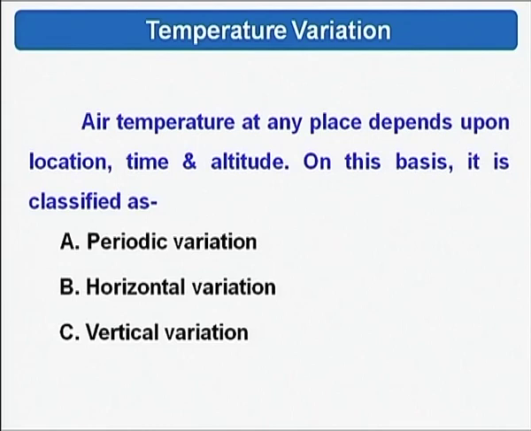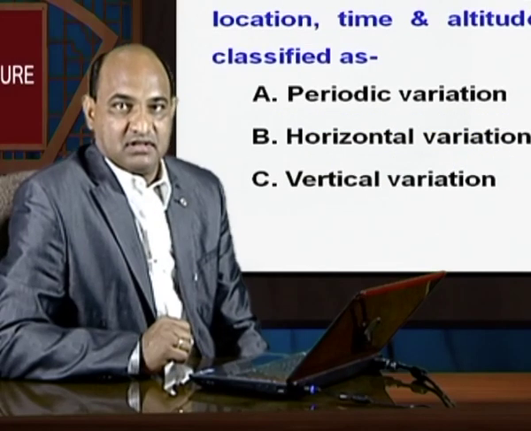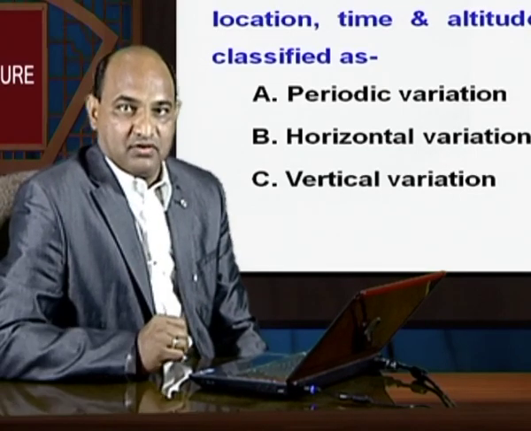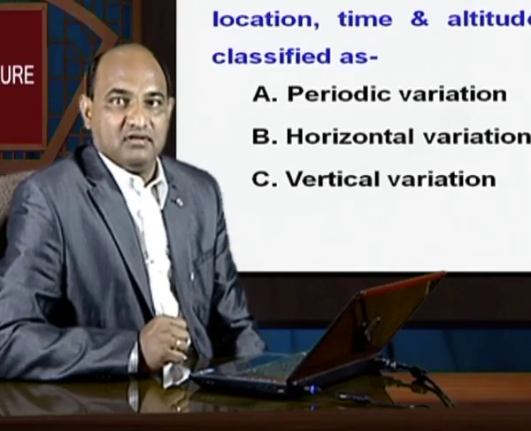The temperature variation: air temperature at any place depends upon location, time and altitude. On this basis, it is classified as periodic variation, horizontal variation and vertical variation. To study the atmospheric temperature, it is necessary to know about the variations, and it may be periodic, it may be horizontal, it may be vertical.